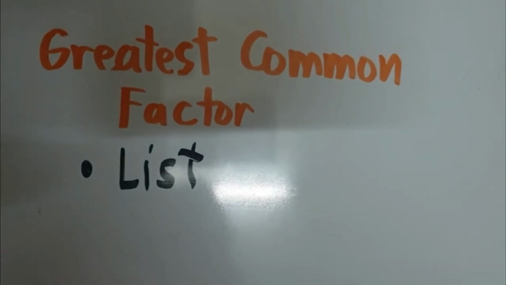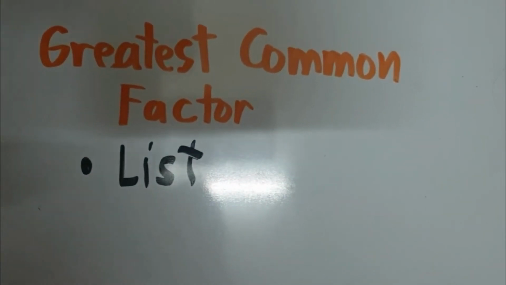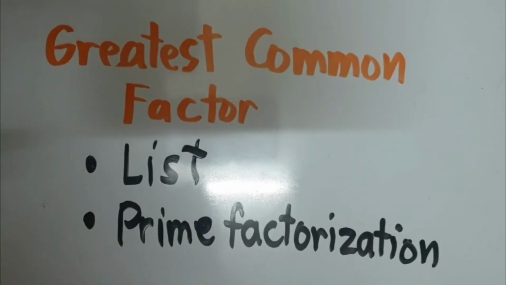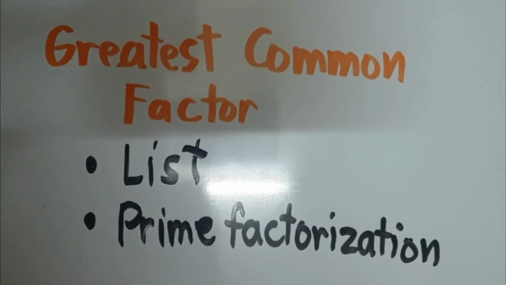We can use a list by listing down the factors and getting the greatest common factor. And we can also use prime factorization.